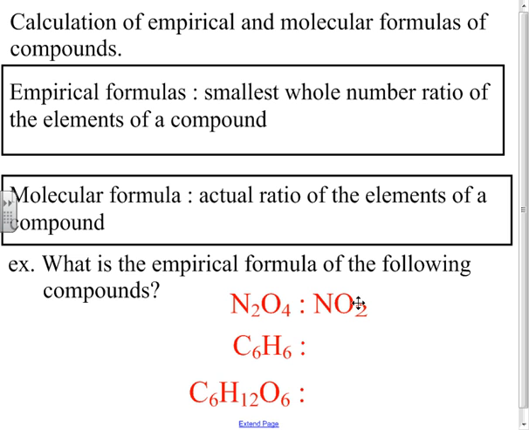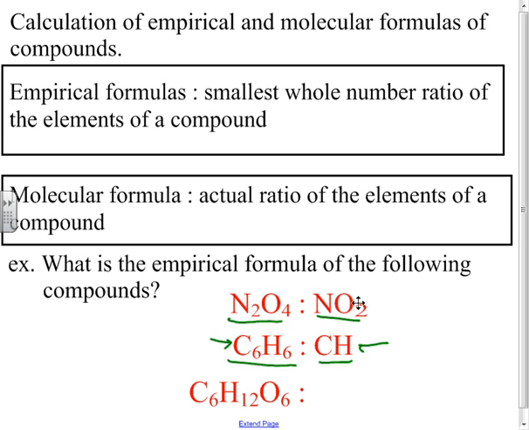It is simply the reduced form of that. Note that the mass of N2O4 is going to be twice the mass of this, since we divided N2O4 by 2 to get NO2. Likewise, the empirical formula of C6H6 is CH. Again, here we divided it by 6. So this is the molecular formula. This is the empirical formula. Note the molecular formula is going to be 6 times greater than the empirical formula.